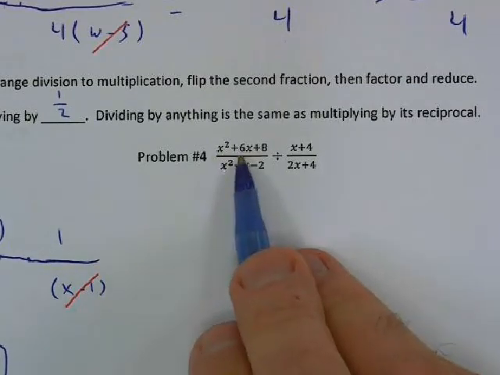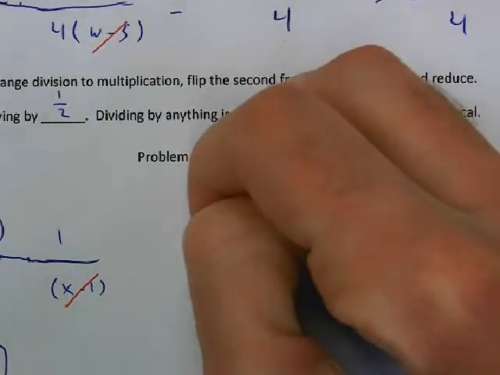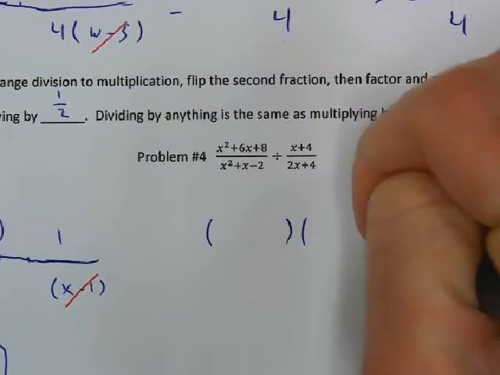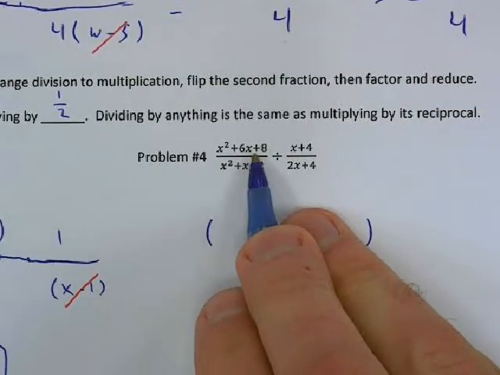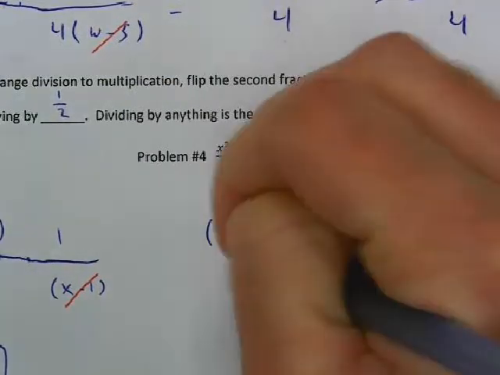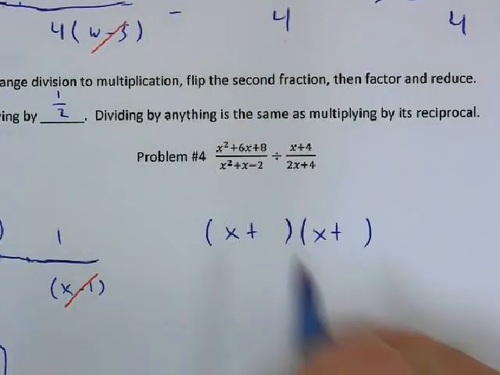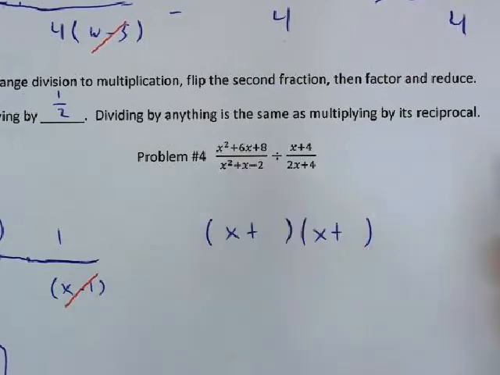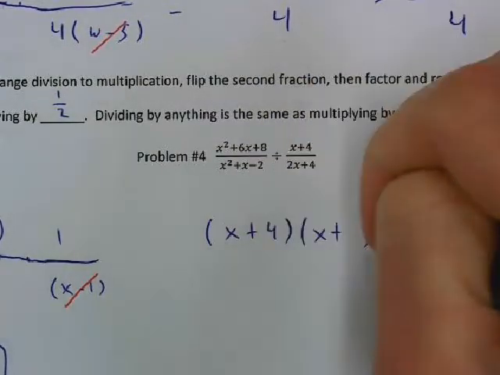So we've got x squared plus 6x plus 8. That's going to factor into two binomials. We need to have our signs be the same. They're both positive. Got to have x and x to get x squared. And what multiplies to 8 and adds up to 6? 4 and 2.